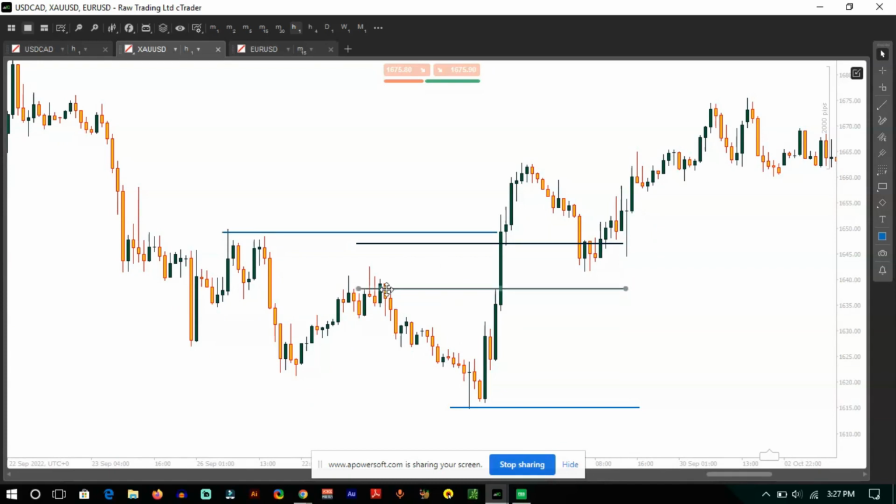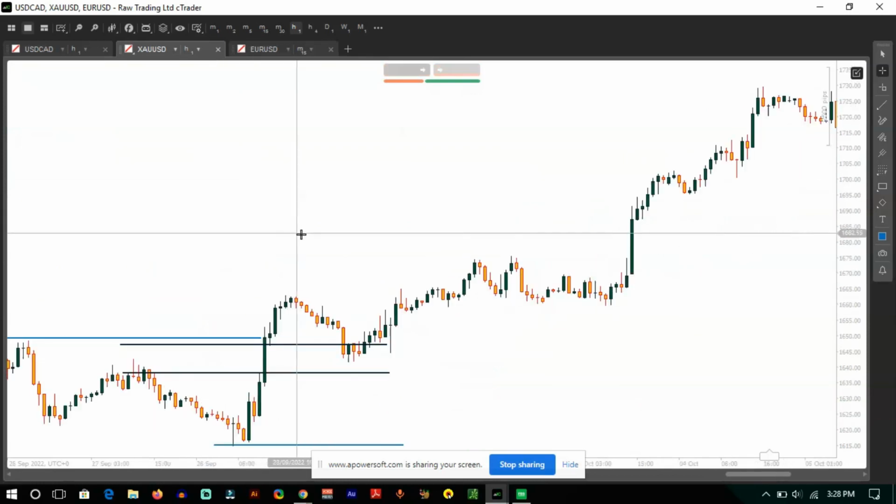So we can see that in this region here, we got a break of structure. You get? We got a break of structure at this point here. It was a break of structure. And then we got a shift. Actually, we got not just a break of structure, but a shift in market structure.